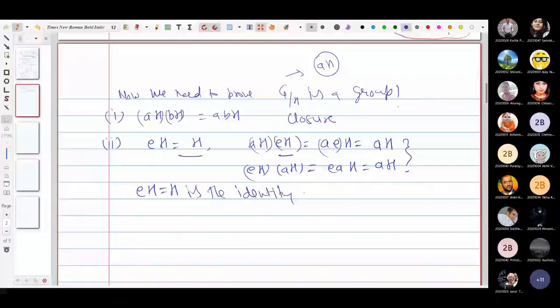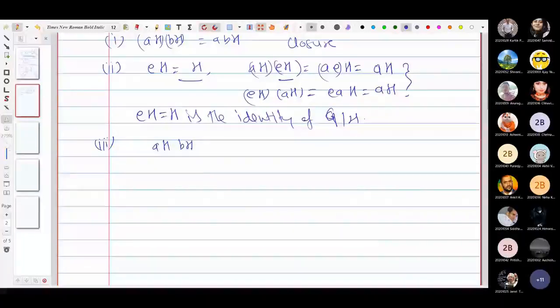Next, third, we need to establish associativity. For associativity, we need to consider A H and B H, so let us keep them together, and then we have A B H because H is normal in G. Here we can write C H, and this equals, again, these are left cosets, A B and then C and then H. So we have another left coset. Similarly, you can try it out for the right coset also if the operation is defined like this.